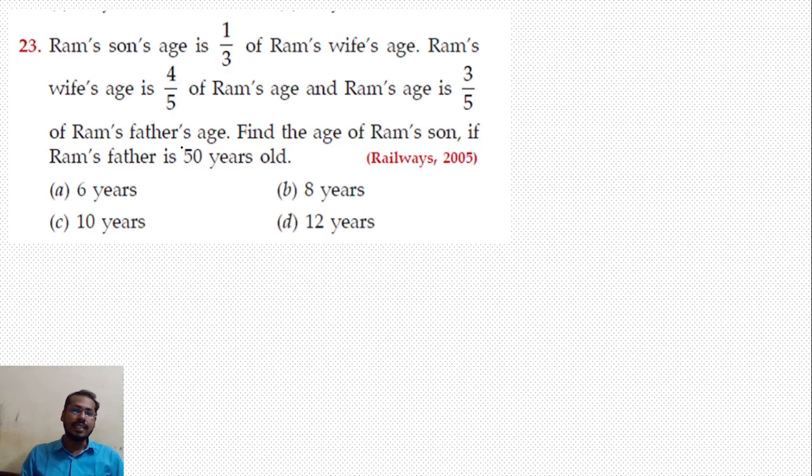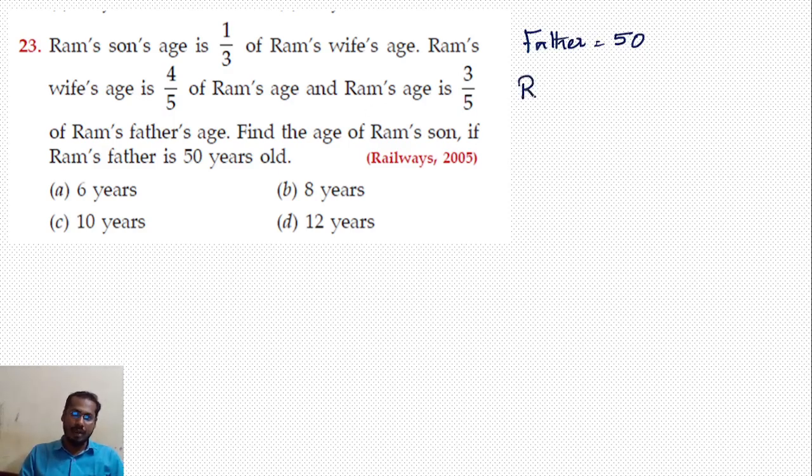Ram's son's age is 1/3 of Ram's wife's age. Ram's wife's age is 4/5 of Ram's age. And Ram's age is 3/5 of Ram's father's age. Find the age of Ram's son if Ram's father's age is 50. So I want to start from Ram's father's age, that is 50. So we know that it was 50. So start from this, you will get the answer.